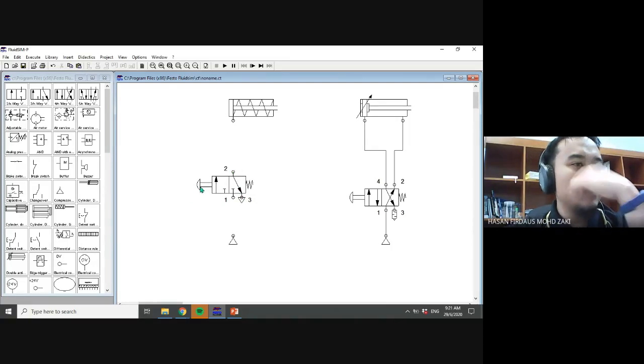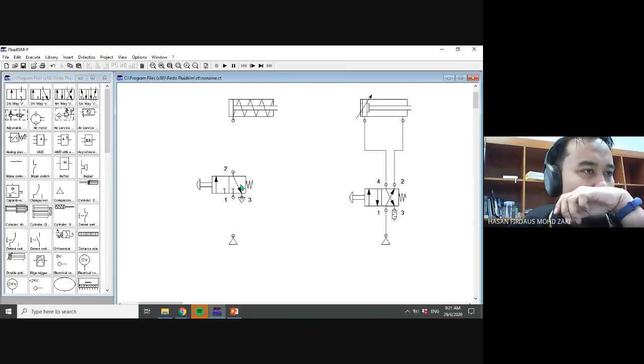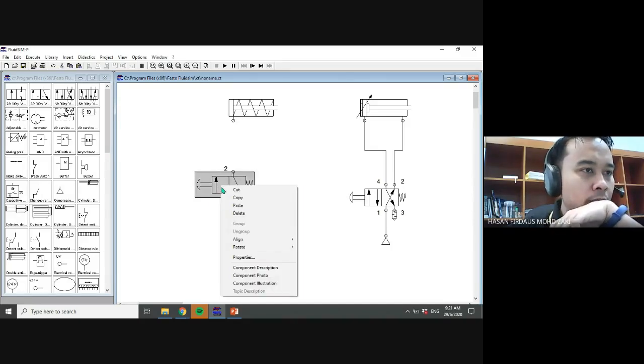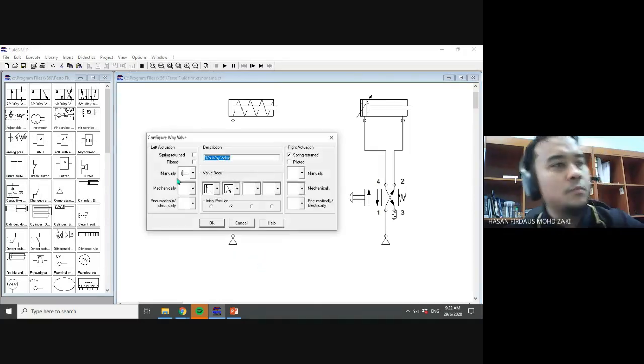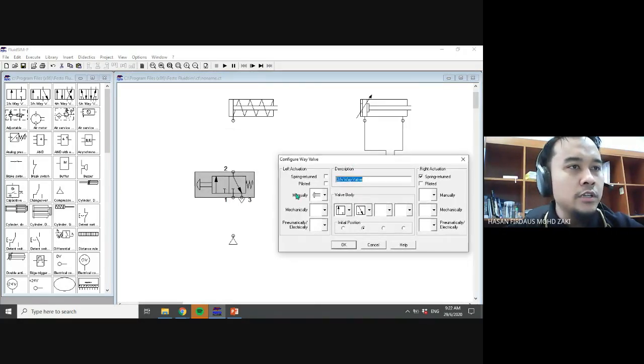You can actually add the push button. Go to property. Here, under left actuation, you can put push button and other options. This one is a foot pedal, for example. For this one, maybe you can use any one. I just want to show.